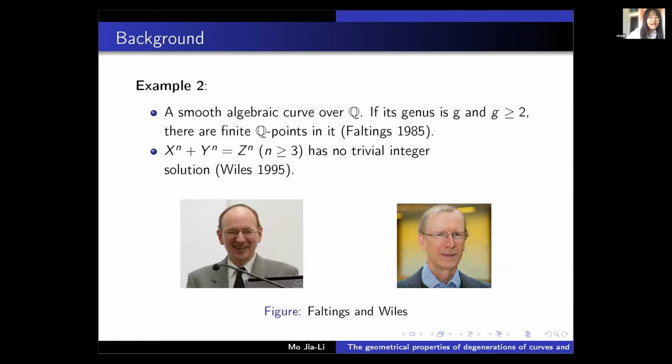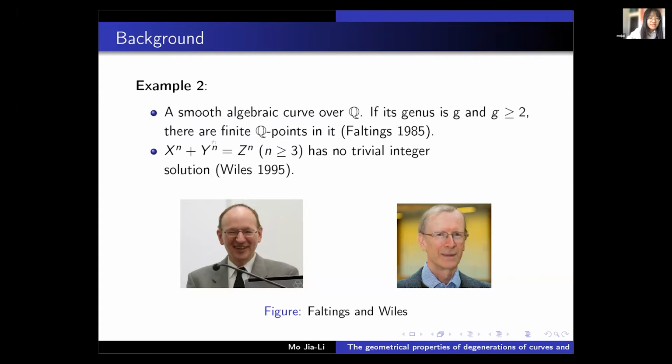Next, let's look at the second example. Example 2. As we all know, this is a well-known result. That is, a smooth algebraic curve over Q, if its genus is g and g is greater than or equal to 2, has finitely many Q points. This result was proved by Faltings in 1985. This example shows that geometric properties determine arithmetic properties.